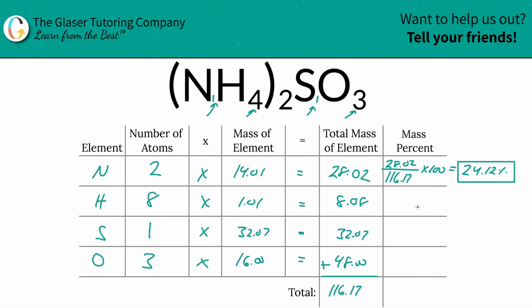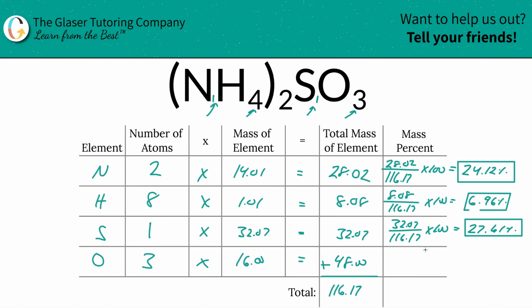Same thing now for hydrogen. Watch how routine this becomes. 8.08 divided by 116.17 times 100, and it simply works out to 6.96%. Same thing now for sulfur: 32.07 divided by 116.17 times 100. See how fast this can become? So this is 27.61%. And then last but not least, we'll do oxygen.